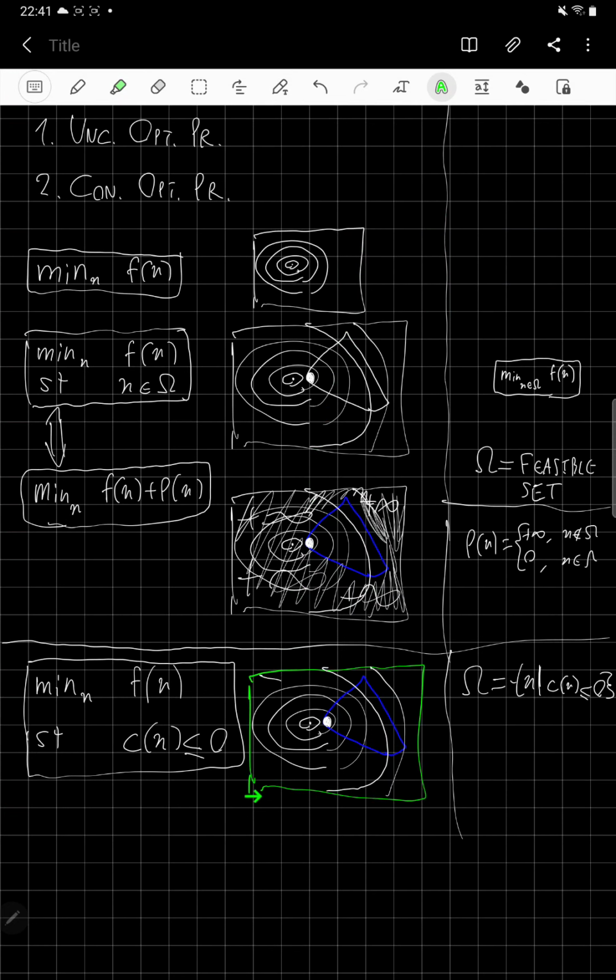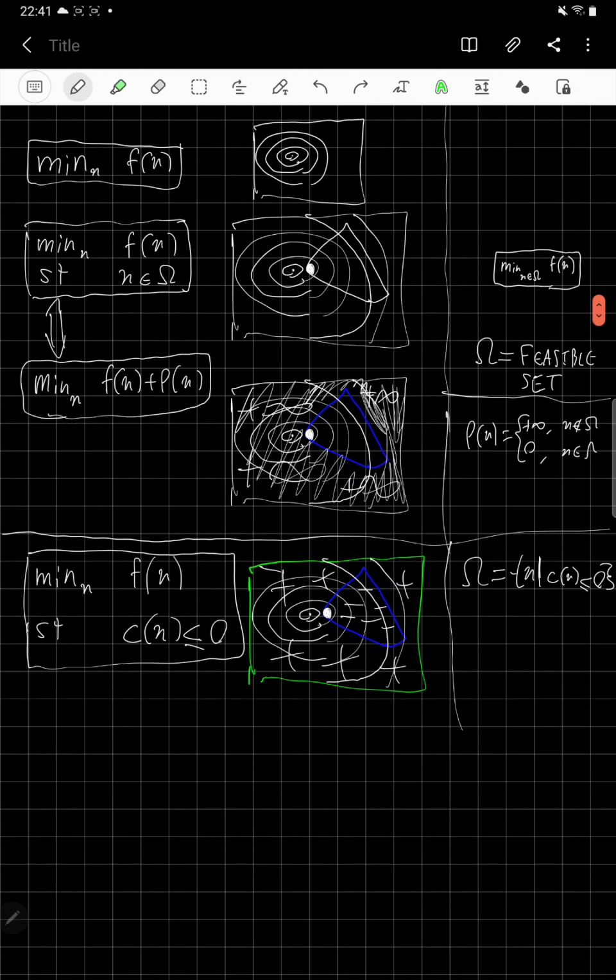Okay, these are the boundary of our region. Before, we had plus infinity outside of the region, right? Now let's just have positive values instead. Add something positive outside, add something negative inside. We already have something that looks like this, right? We already have a penalization function that looks like this, which is c.